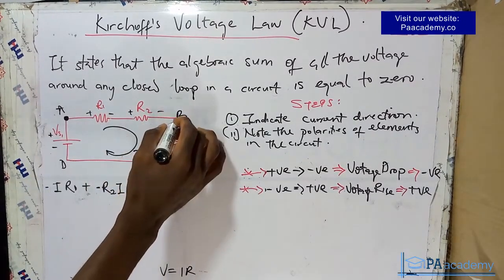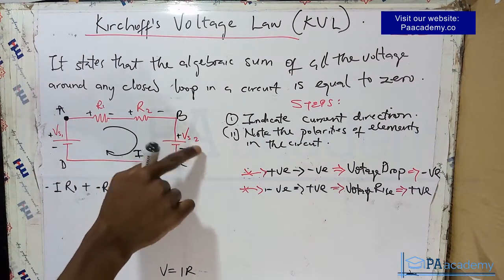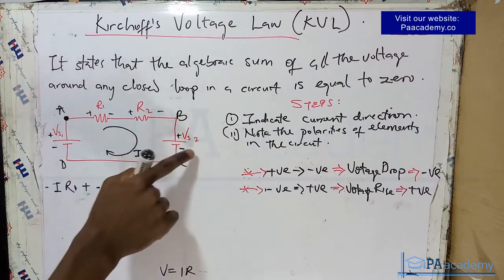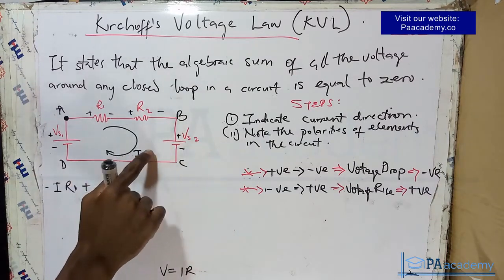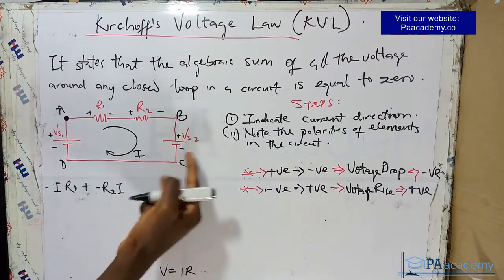By the time you get to this point, if you look at this, it is already a voltage. It's a voltage source, so there's no need to multiply I with V because we already have it in voltage.